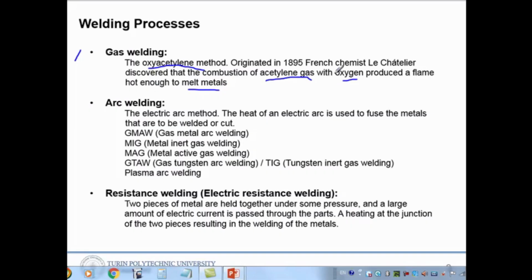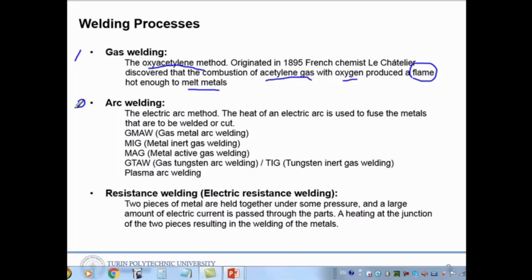He understood that the produced flame can create enough temperature to melt the metal. So we are using gases: acetylene and oxygen.